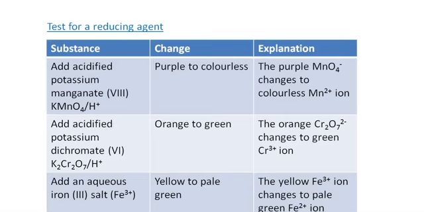If we want to test for a reducing agent, we can add potassium manganate(VII), and the color change we get is purple to colorless. Or we can add acidified potassium dichromate(VI), and the color change is orange to green. Or we can add an iron(III) salt, in which case the color changes from yellow to pale green. So you need to remember a few of these and note the color change.